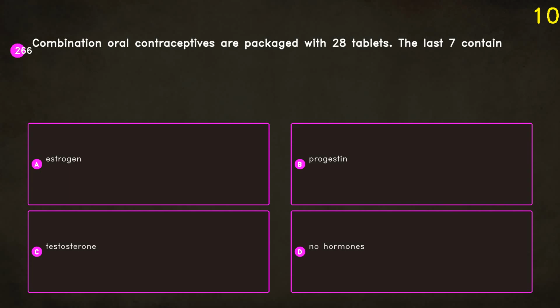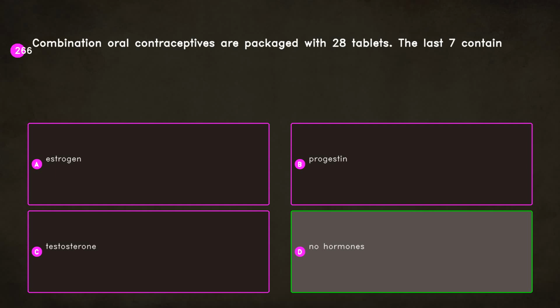Question 266. Combination oral contraceptives are packaged with 28 tablets. The last 7 contain A. Estrogen, B. Progestin, C. Testosterone, D. No hormones. The correct answer is no hormones.